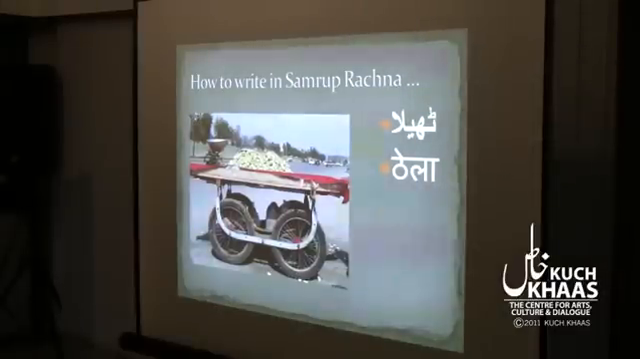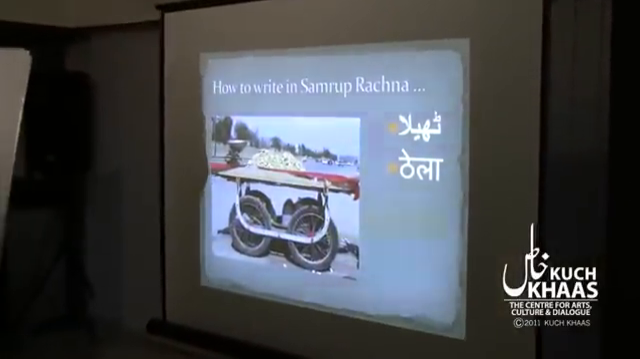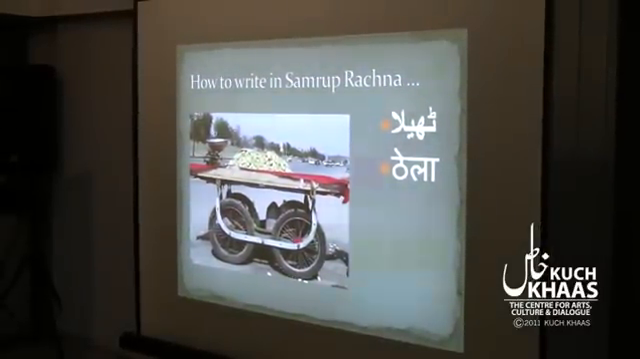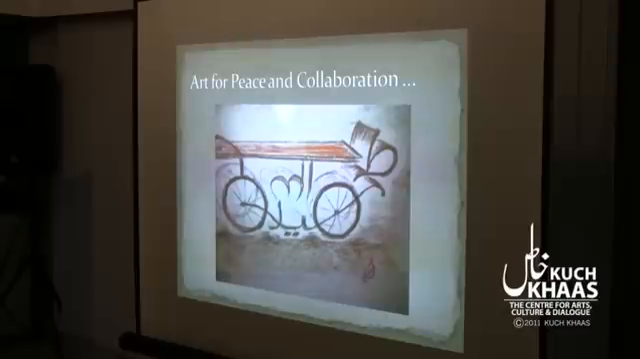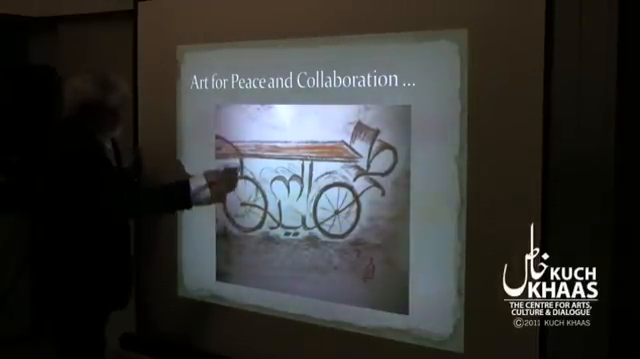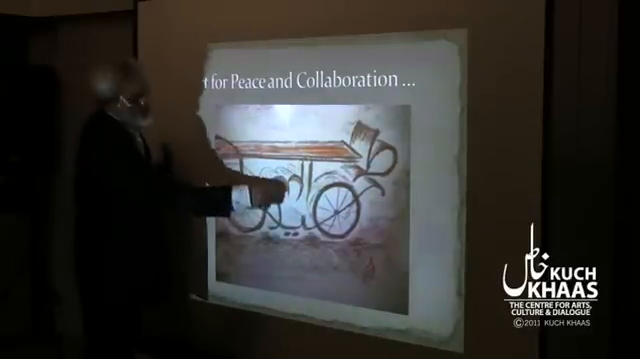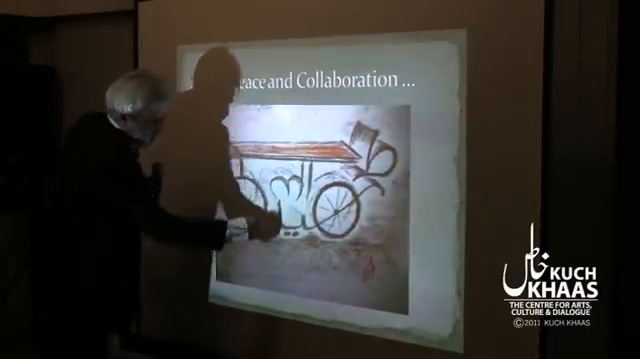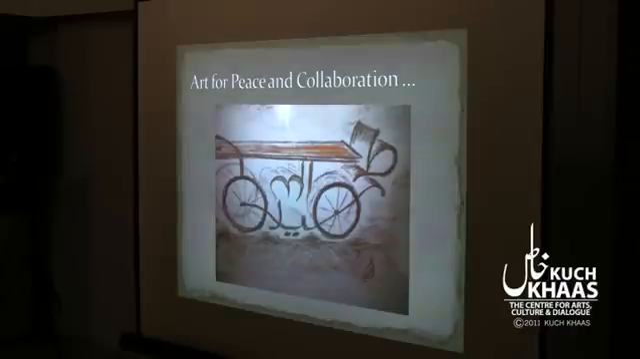This is Thela, we all know. This is in Nastaliq, and this is in Devanagari. Can anybody guess how you can make a picture of Thela by writing these two words together? This is Thela. This is the matra of a, then lam, alif. Thela in Devanagari, then ye, lam, alif. Thela in Nastaliq.